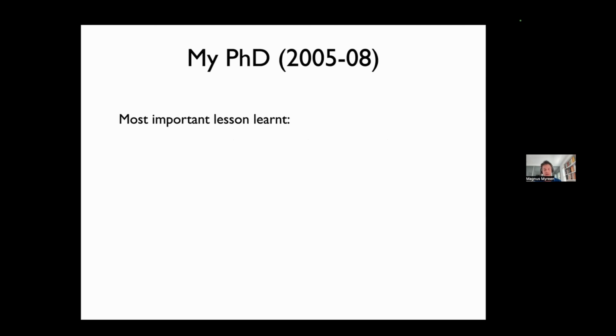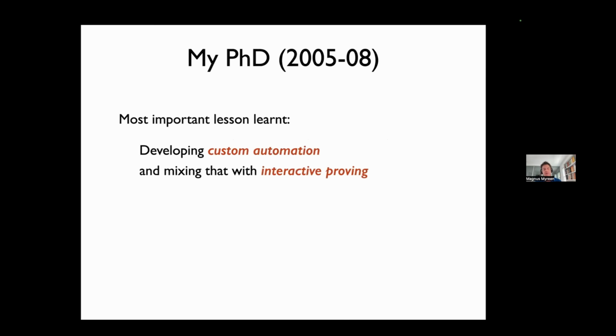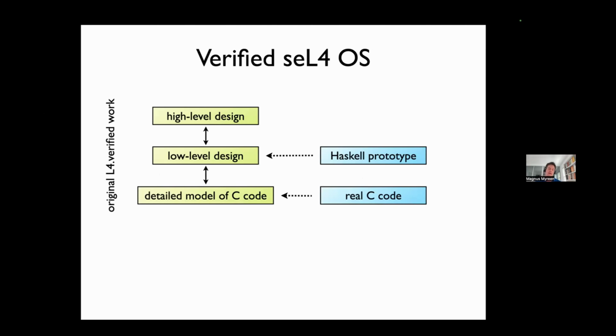So here's what I really learned from my PhD, sort of a reusable lesson: developing custom automation and mixing that with interactive proving leads to high quality results quickly and a lot of fun. So that was what I learned. And I think the HOL theorem prover is particularly well adapted for this. It really encourages, or is a good place to do, custom proof automation. So that's what I learned.